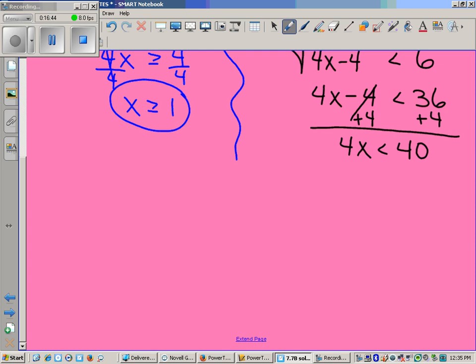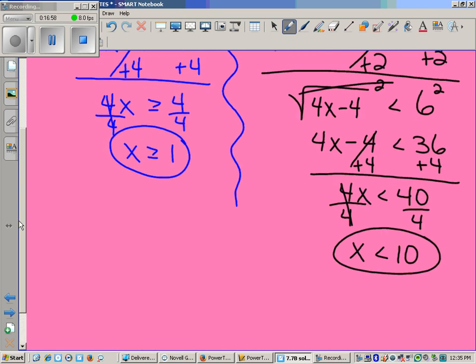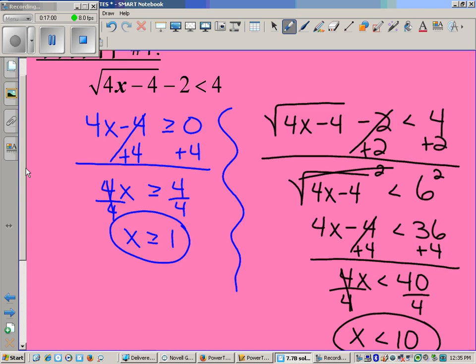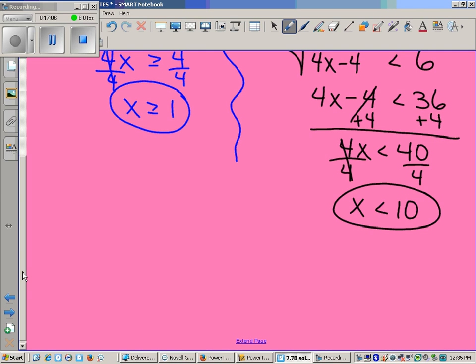None of these examples today, bummer, had a problem where you had to switch your alligator sign. There is one question though on your homework where you will, so please be careful. Okay? On this one I got x is less than 10. So I got x is greater than or equal to 1. Why? Because it's supposed to be greater than or equal to 0. But on this one I got x is less than 10.